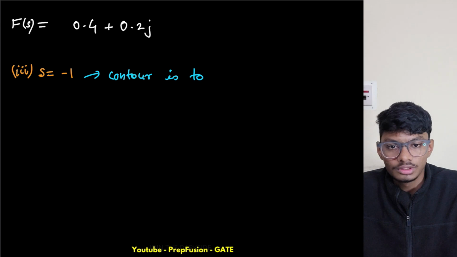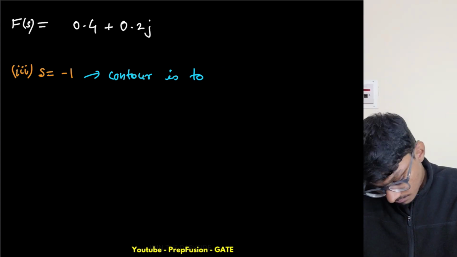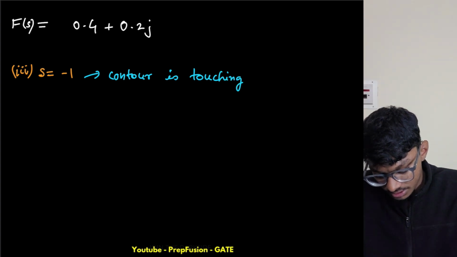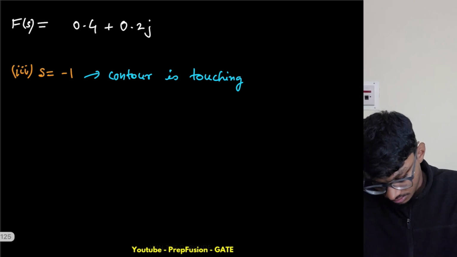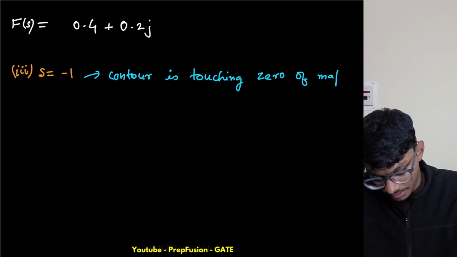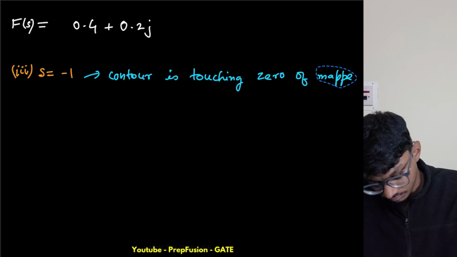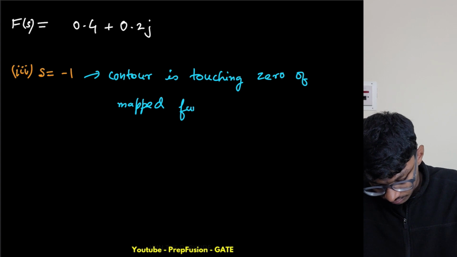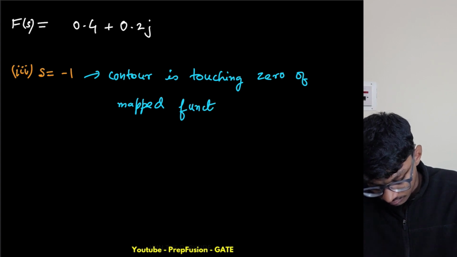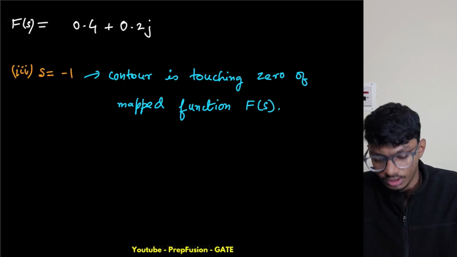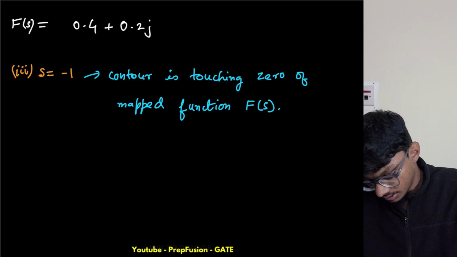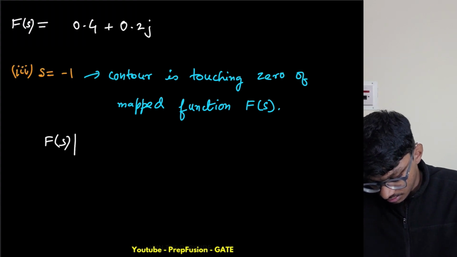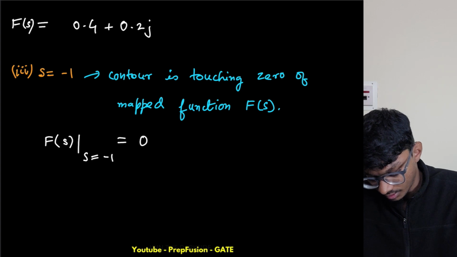Or you should simply put s equals to minus 1 and you will simply get 0, right. Contour is touching the 0 of mapped function f of s, right. Contour is simply touching map function f of s. So yeah, like then obviously my f of s at s equals to minus 1 will be simply 0, right.